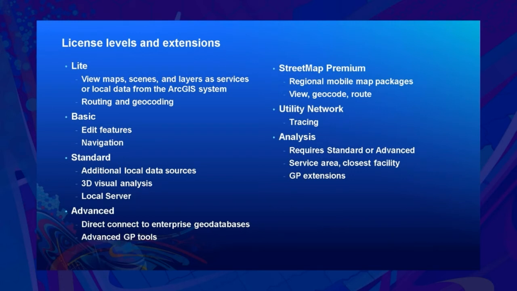Utility Network enables access to tracing analysis within the ArcGIS Runtime API. Currently, all utility network tracing takes place on the server, but the ability to call the Runtime API to initiate a trace requires the utility network extension. Again, the utility network extension can be added to or extend any level of runtime.